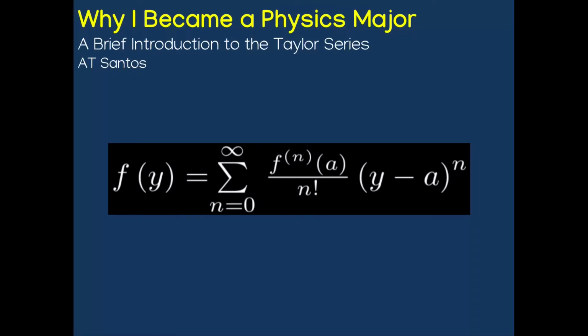So, I want to talk about why I became a physics major, and the reason I became a physics major was actually because of the Taylor series. If you're unfamiliar with the Taylor series, it's a way of approximating a function around some point a by taking the derivative of that function at that point a and then multiplying by y minus a to some power. So it's a polynomial expansion that gets you an approximation of a function around a point.